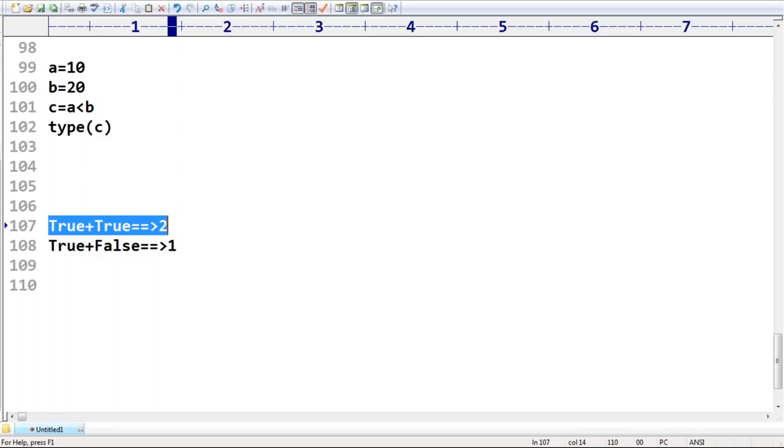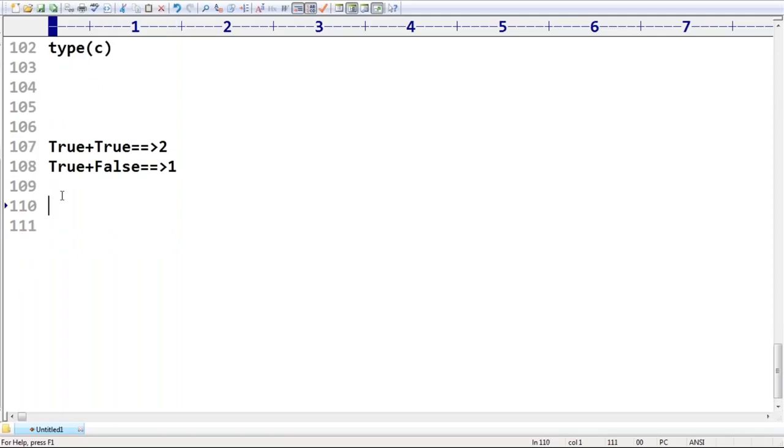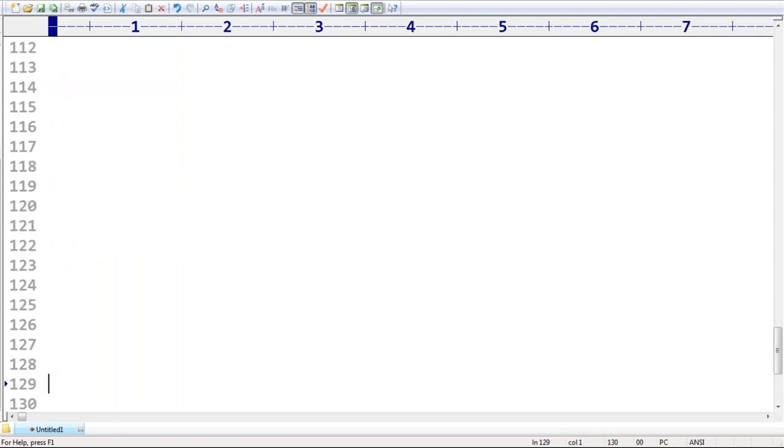An arithmetic operation is always expecting numbers. But if you provide Boolean values, then the corresponding numbers will be considered by default. Clear, right? Beyond that, there is nothing more to discuss about the Boolean data type. So what is the next one we have to talk about?